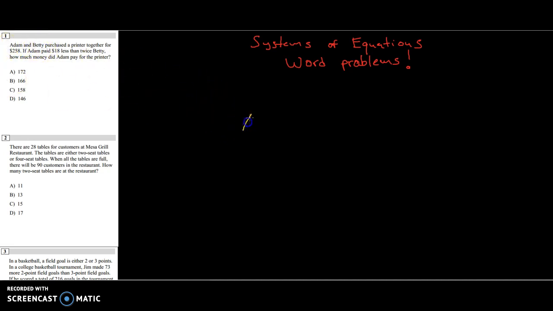I can say whatever A spent, and it's very important that you pick variables that are obvious, that make sense of who we're referring to. A for Adam, B for Betty is a simple way to do it. But we do know, so A plus B, if they work together, they spent $258. Okay, now that's the first one.